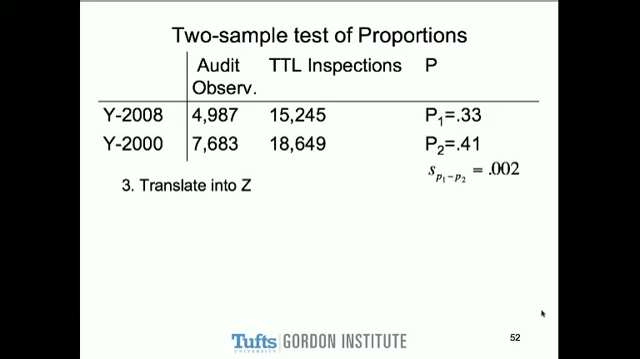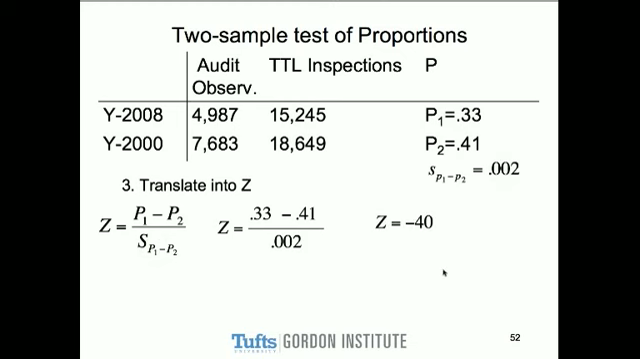All right, so for our third step, we translate that so we can look up this data in the Z table, all right? So now we go back to this familiar looking equation here for Z. So we have P1 right there minus P2 right there divided by the standard error of the difference in proportions, 0.002, okay? So what it comes out to be is Z is equal to minus 40, which is a very large number.